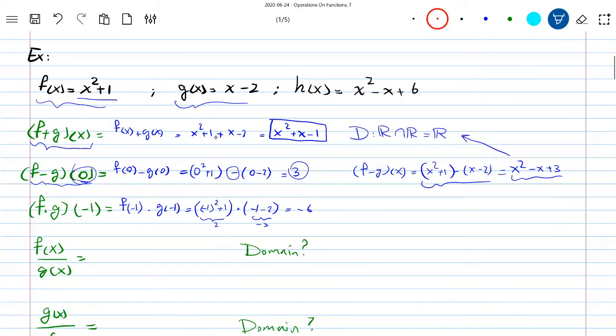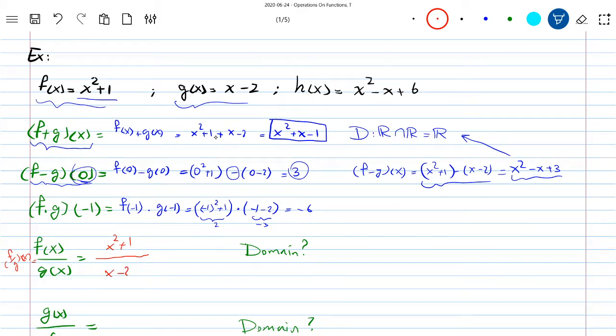In the other case, when you have division, you have to be a bit more careful. For example, if they ask you to calculate f divided by g of x, this means you want to figure out what is f of x divided by g of x. That means it is, as it's given, x squared plus 1 divided by x minus 2.